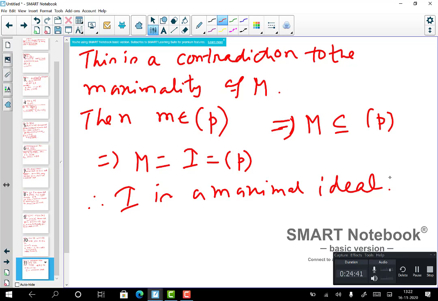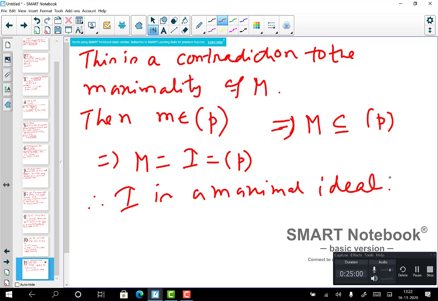Okay. So this is the shortest and sweet proof of the fact that in a principal ideal domain, prime ideals and maximal ideals are the same. Non-zero prime ideals are nothing but the maximal ideals.